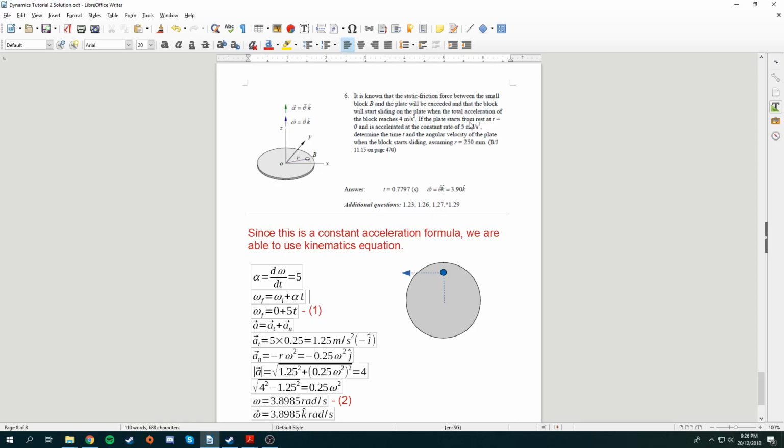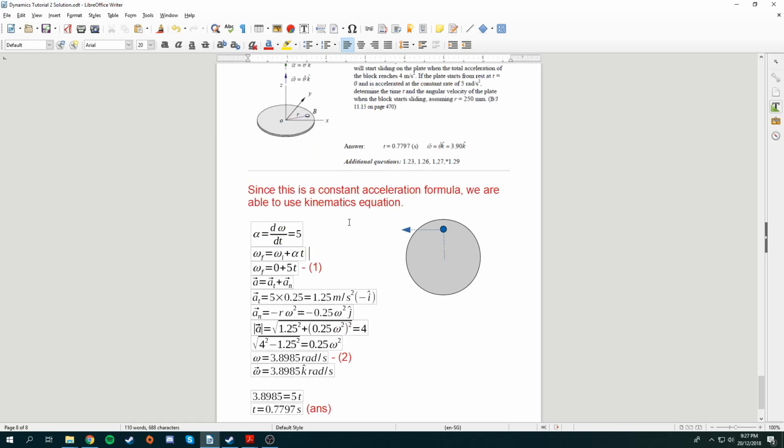If the plate starts from rest at t equals 0 and is accelerated at a constant rate of 5 radians per second square, determine the time t and angular velocity of the plate when the block starts sliding, assuming the radius, this r over here, is 250 mm.